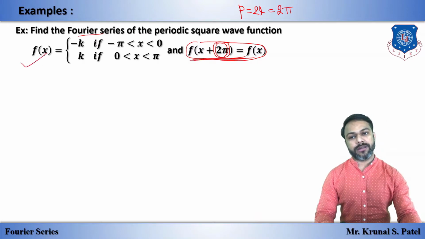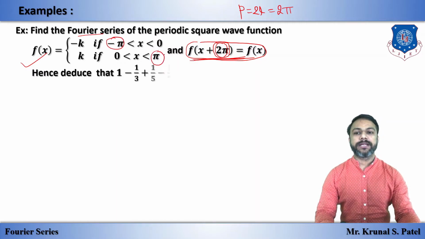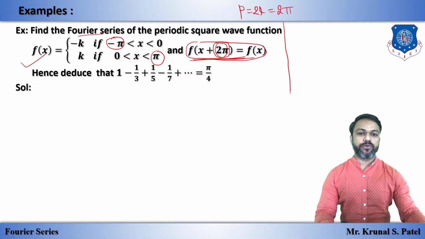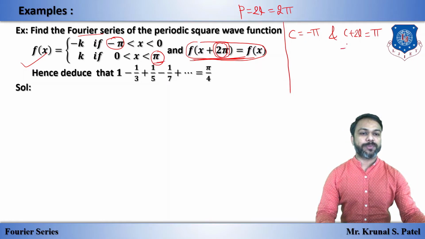So we have the function f of x, and the full interval is from minus pi to pi. Before starting the solution, as I told you, we start with c equal to minus pi, the starting limit, and c plus 2l equal to pi, which is our final limit. So putting c equal to minus pi, minus pi plus 2l is equal to pi. We have 2l equal to pi plus pi, which is 2 pi. Cancelling 2, we have L equal to pi.